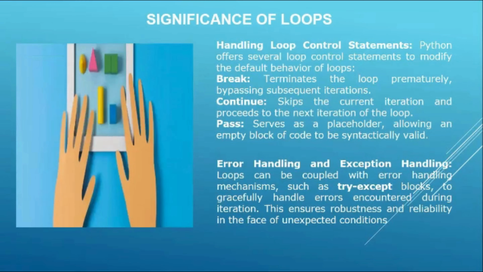The next significance coming into picture is handling loop control statements. This is very important. Python offers several loop control statements to modify the default behavior of loops. If there is any default behavior of the loops, to modify that, we can use these loop control statements. Which are the loop control statements? The first one is the break statement. It terminates the loop prematurely by skipping subsequent iterations.